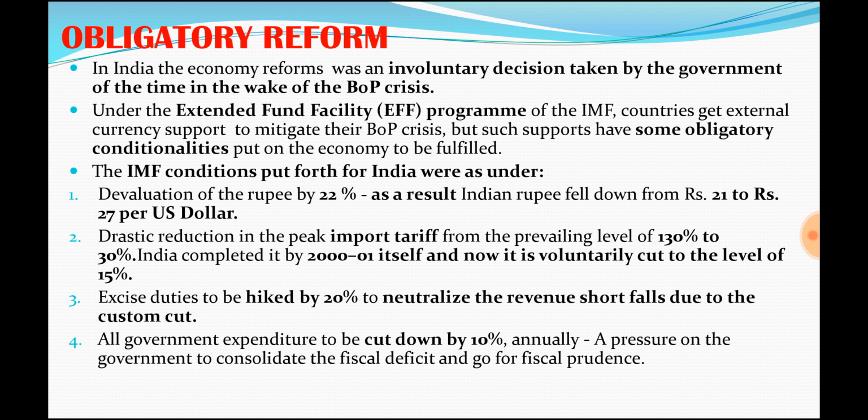So some of the conditions that they put, they asked India to devalue the rupee by 22%. India did it in 2 steps, and as a result, the value of the Indian rupee, which was then 21 rupees to the US dollar, was reduced to 27 rupees, it depreciated. So the Indian rupee was devalued. Okay, and again the rupee value was put to the market rate.